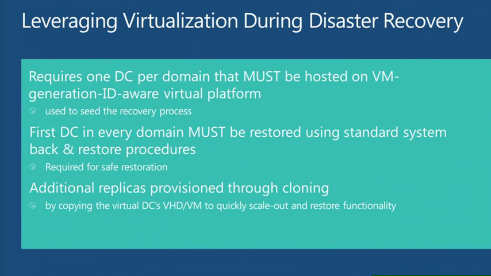to clone these replica DCs, and I'll go through this in more detail. You just require one DC to be hosted on VMs, which is used to seed the cloning process. Similarly, we still require you to restore the first domain controller using standard backup and restore mechanisms. All right? Like I mentioned, snapshot and backup restore is not a valid mechanism. We're still required to do that.